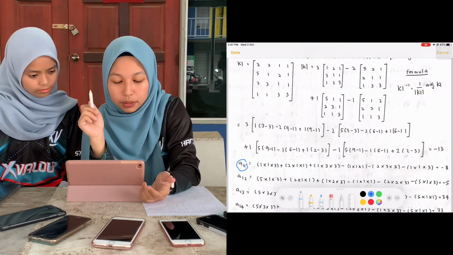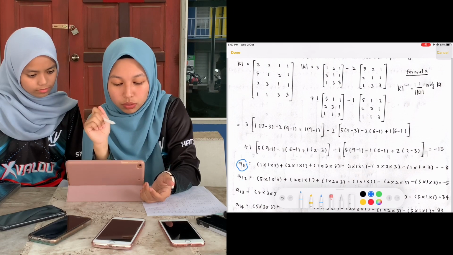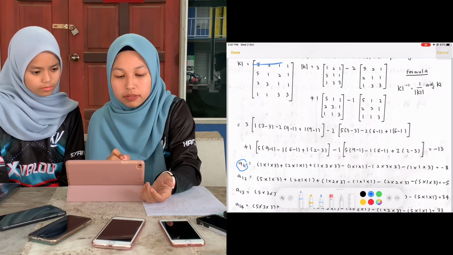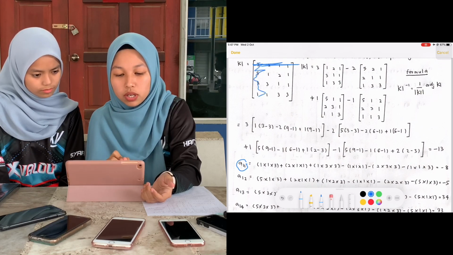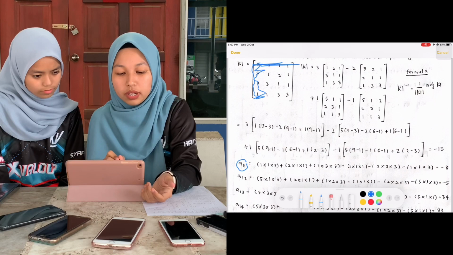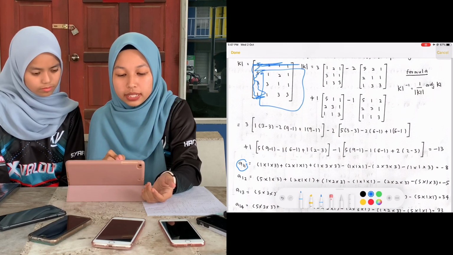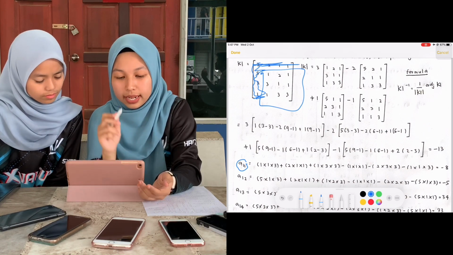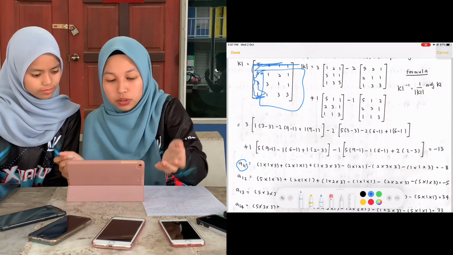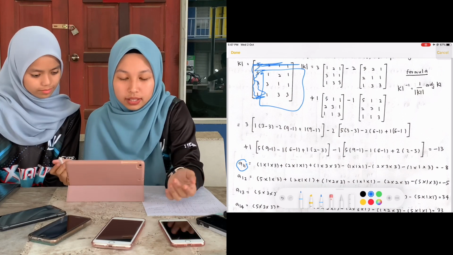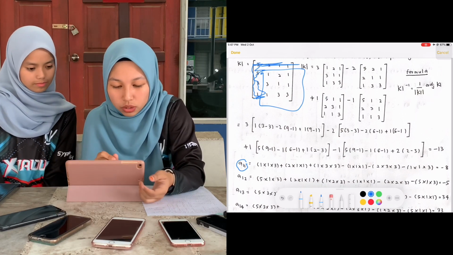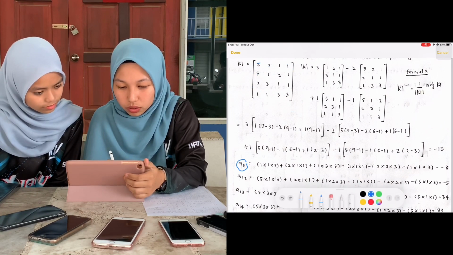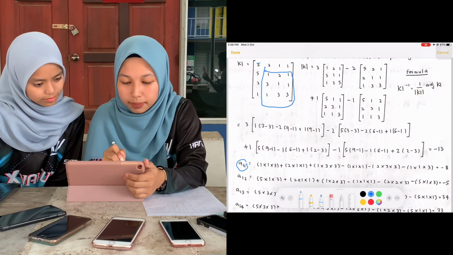Firstly, we need to do A11. When we say A11, we need to cover the first row and the first column. And then we got the 3 by 3 matrix, which is 121, 311 and 133. And then we're going to do some cross method, quite tough. So firstly, we get the 3 by 3 matrix.